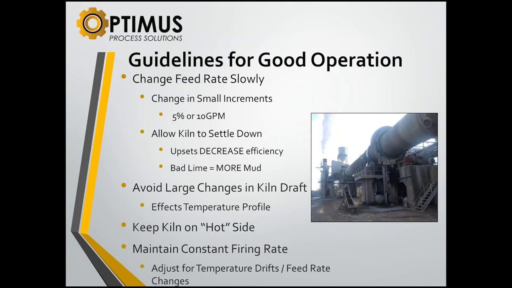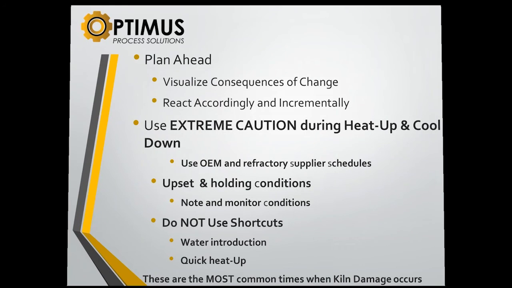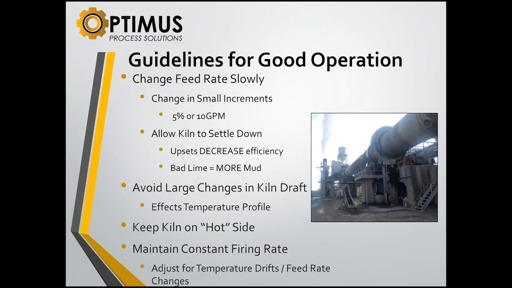Some general guidelines for good lime kiln operation. Change your feed rate slowly. Change in small increments of 5% or 10 gallons a minute, and allow the kiln to settle down. Very often, people are very concerned about inventories of mud, etc. What can happen in that particular case is a situation in which, if you do not allow the kiln to settle down, an operator cannot keep up and cannot make adjustments accordingly to maintain residual carbonate or product quality.